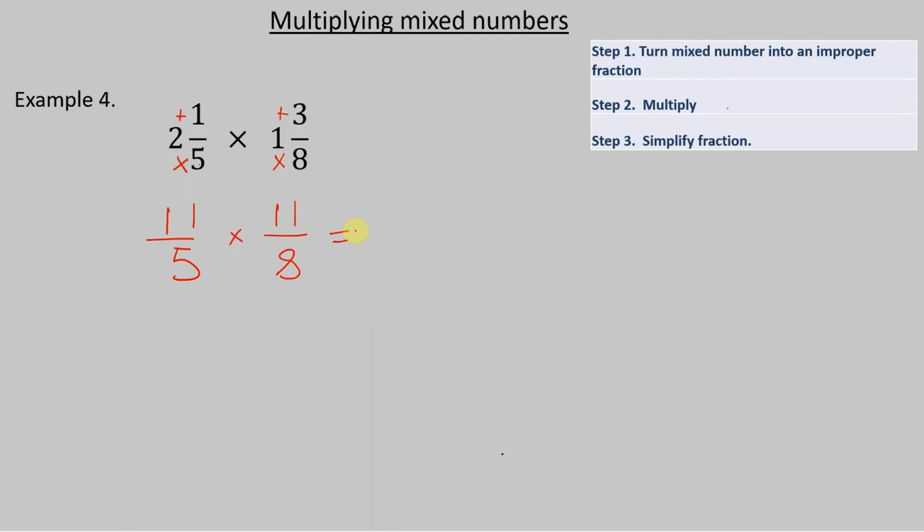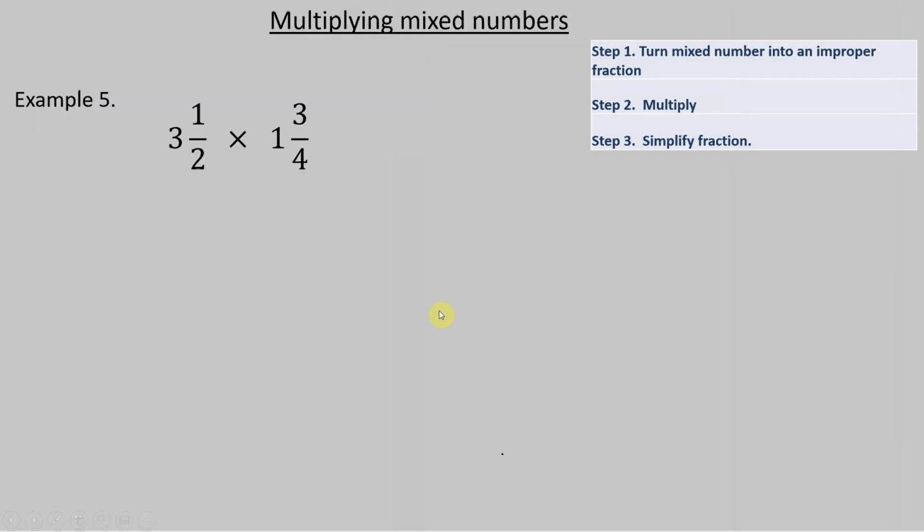And now we do step number 2, which is to multiply. So 11 times 11 gives us 121, and then 5 times 8 gives us 40. Simplifying that, 3 fours are 12. It's going to go in 3 times, remainder of 1, and it's 1 over 40. Okay, and move on to the next example.